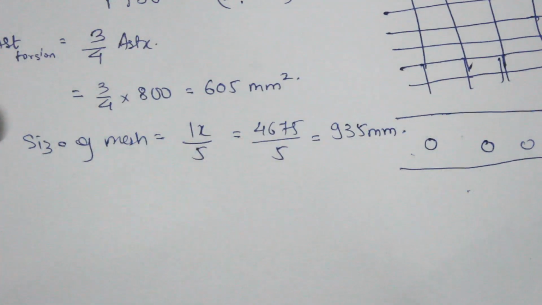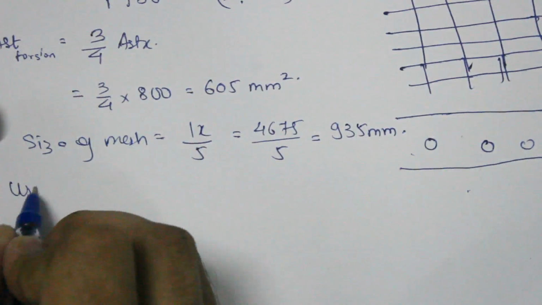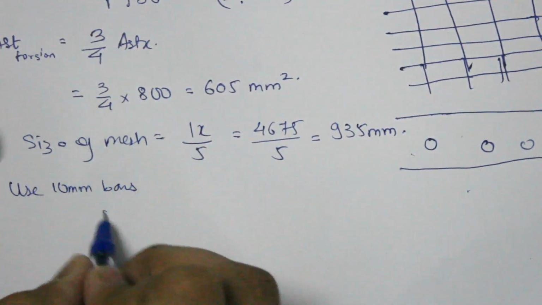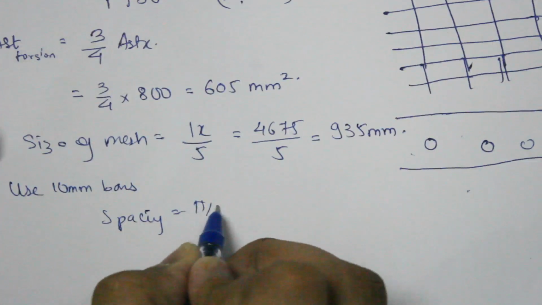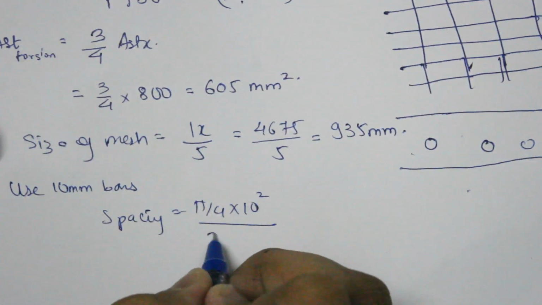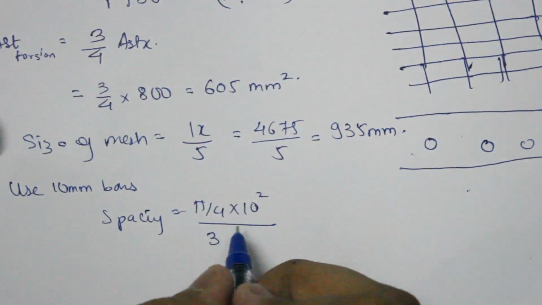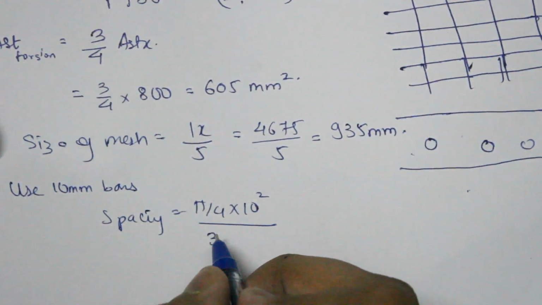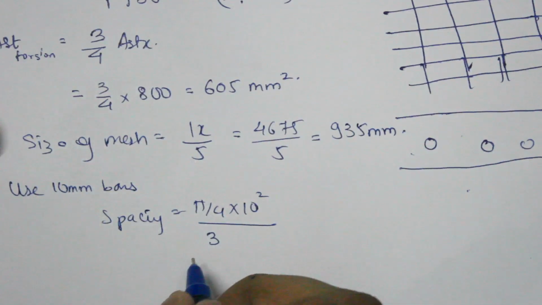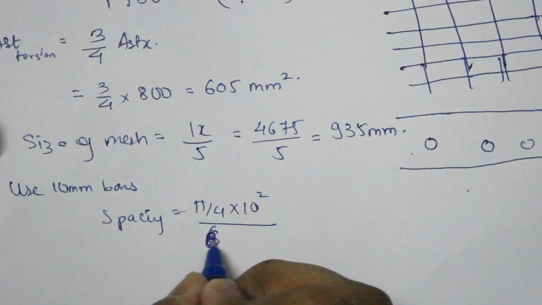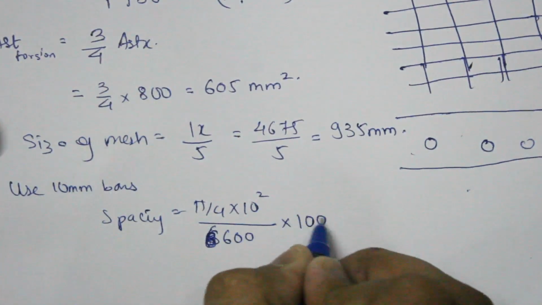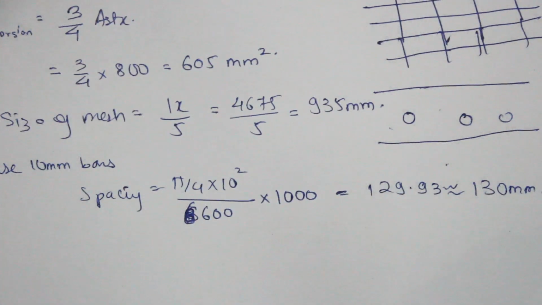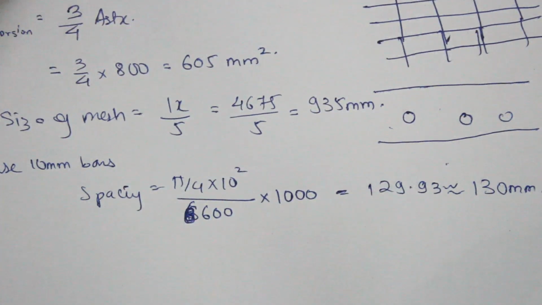Provide any diameter bar. I'm using 10 mm dia bars. So spacing would be pi by 4 into 10 square, which is the area of 1 bar, upon 600 mm squared, multiplied by 1000, which will be 129.93 mm. So we will round it off to 130 mm. So that's all with the design of two-way slabs I have provided.